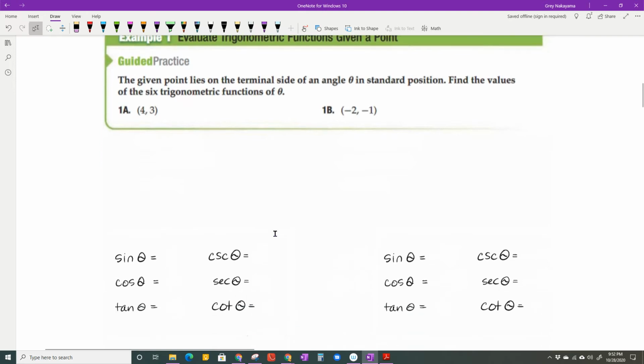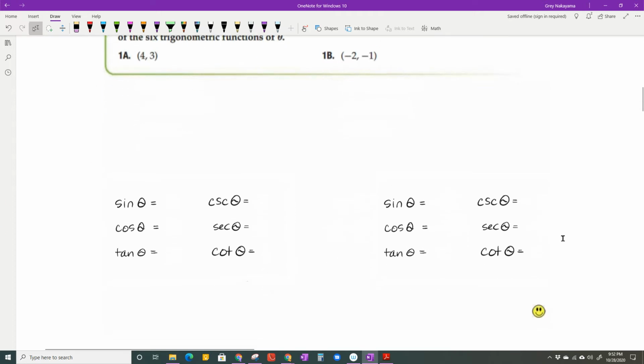So what you're going to do: the given point lies on the terminal side of an angle theta in standard position. Find the values of the 6 trigonometric functions. Don't let that scare you. Basically, you've got a point. This is x, and this is y. They're both positive, so I know I'm in quadrant 1, and we just defined our radius as the square root of x squared plus y squared. So the radius is 5.